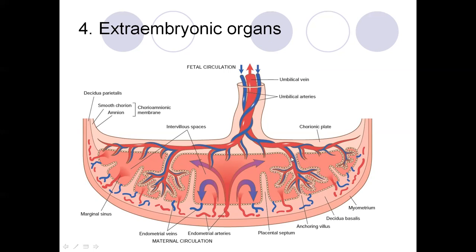Cotyledon, this is tertiary villi. In these diagrams, this is tertiary villi, fetal villi, with vessels, with connective tissue. And we have a name for different parts of this cotyledon.